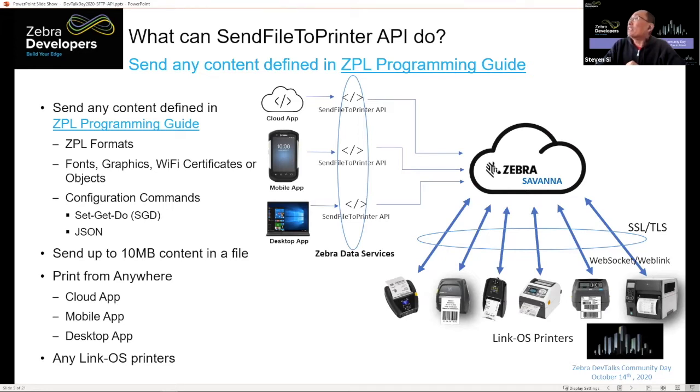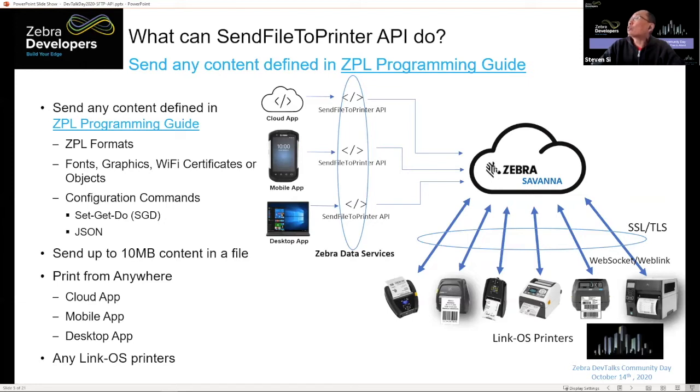So there is a hyperlink. At the end of the presentation, when we share the slides, you can get to the Zebra programming guide, which defines a bunch of content you can send to the printer, including the ZPL formats for the labels and the receipts, as well as fonts, graphics, and objects, as well as Wi-Fi certificates. And you can also use this API to configure those printers through the SGD commands: set, get, do commands.